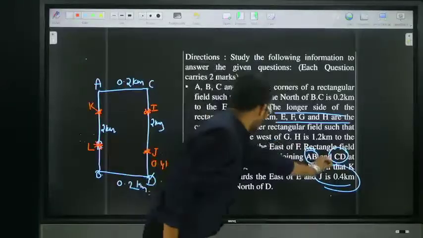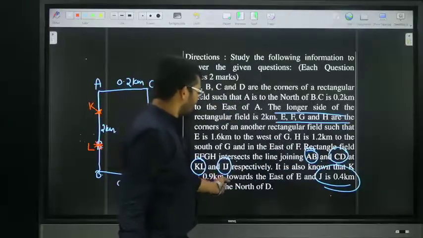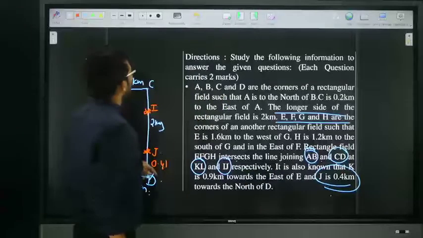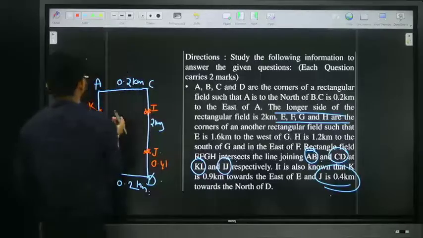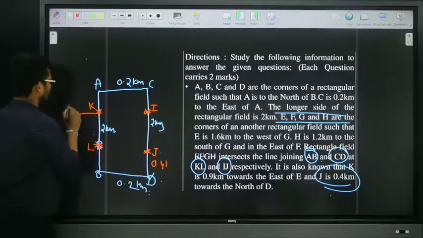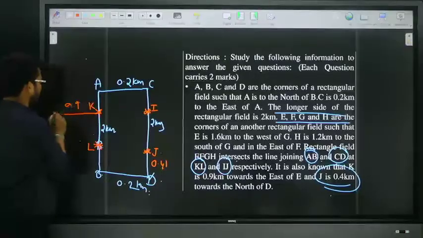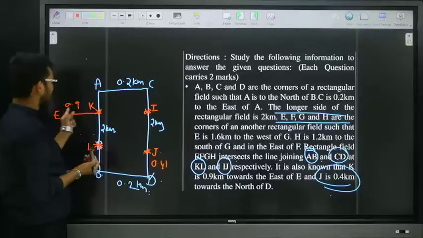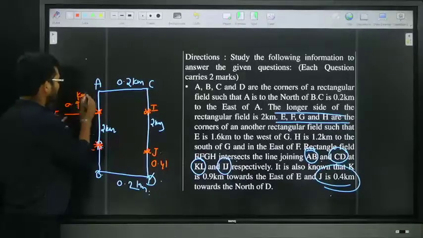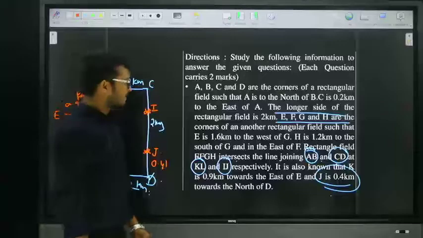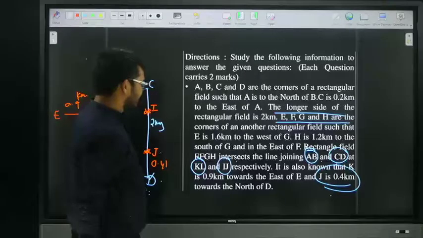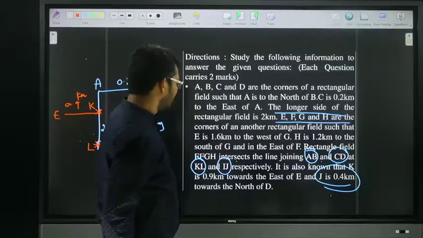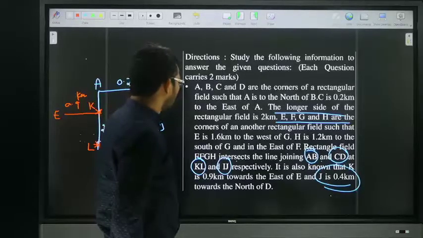It is also known that K is 0.9 km to the east of E. Yes, here. Now take here. K is 0.9 km to the east of E. See here. If you know about K, next here. K is 0.9 km east of E. Next one is what? What is the next point?